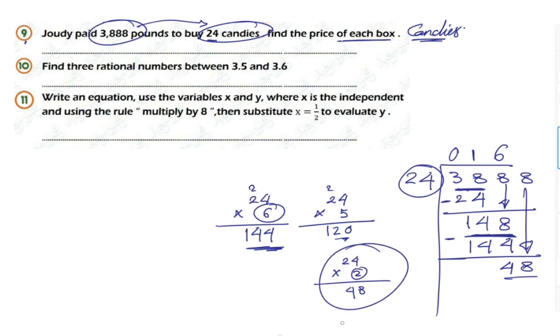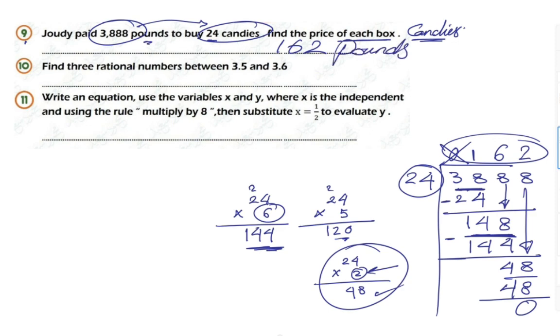Oh yes, this is it. Of course, we have 2. 2 by 24 equals 48. You can subtract to find that the remainder is 0. Now, what is the quotient here? Forget the 0 on the left. Okay, so the quotient is 162. So the price here is 162 what? 162 pounds. Finished.